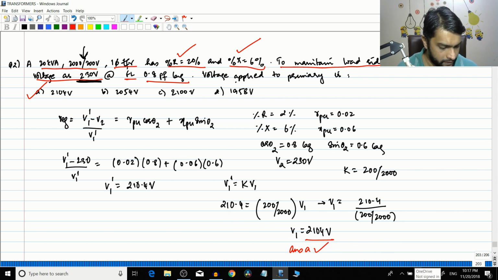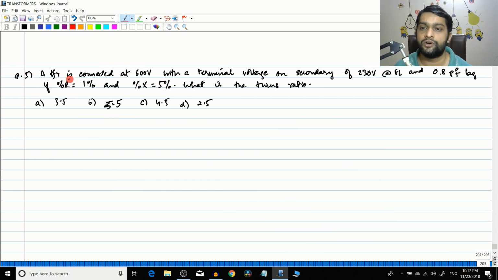So let's move on to the third numerical here. What they are telling is that a transformer is connected at 600 volt. That means V1 is given to be 600. It is connected to 600 volt with a terminal voltage on the secondary of 230 volt, at full load condition and 0.8 power factor lag.